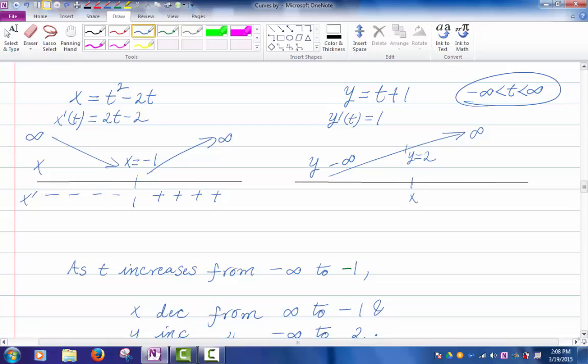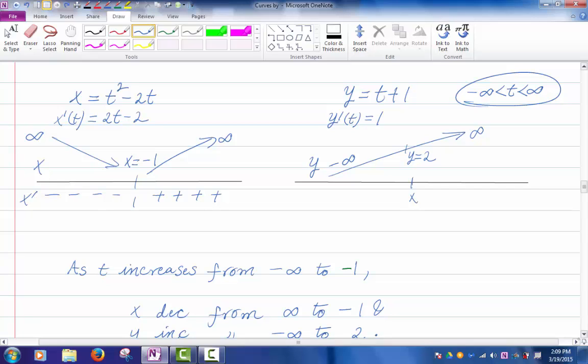Okay, right at t equals 1, what's the value of x? Well, I can compute it. When t is 1, x is 1 minus 2, which is negative 1. So right at 1, x is negative 1. Now I know that x is decreasing and then increasing. But I need to figure out where it is decreasing from. Where is it coming from? Is it coming from 5 feet above, or 6 feet above, or is it coming from infinity?